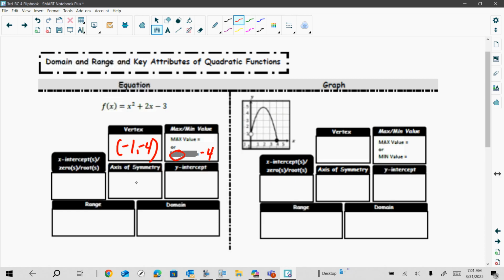Axis of symmetry is the vertical line, and we still have some missing that understanding. It's the line of reflection. It's the line that cuts it in half. That's the x value, so this has to be x equals -1.